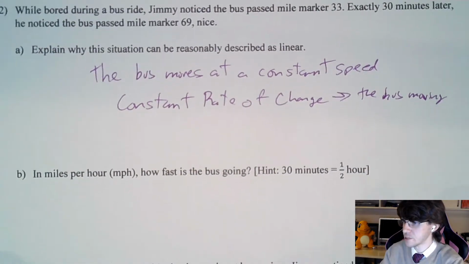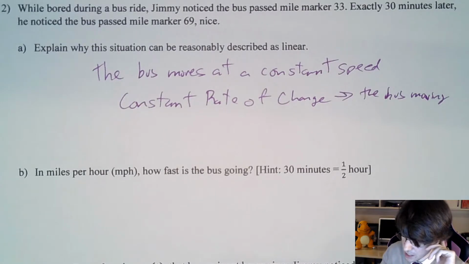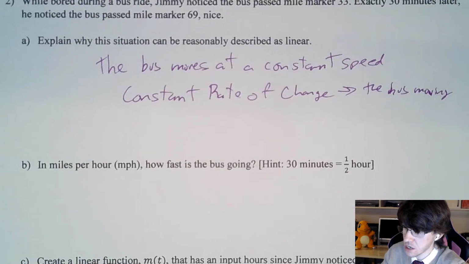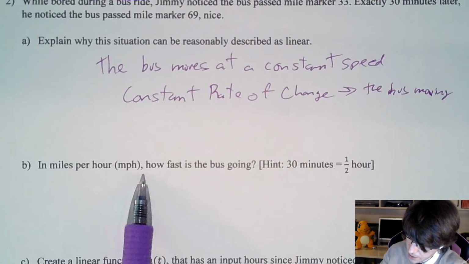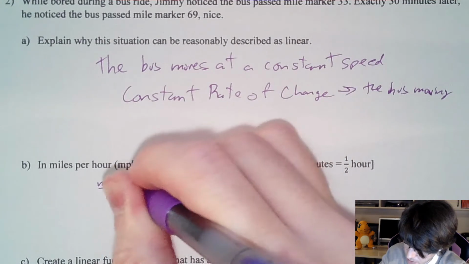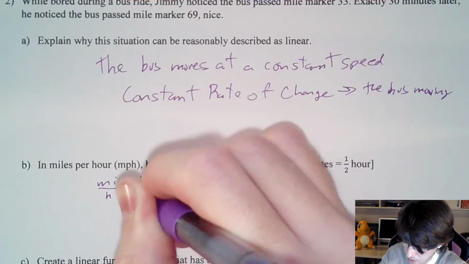So it says in miles per hour, how fast is the bus going? So how fast is the bus going? That is your rate of change. It's a movement. All movement is going to be a rate of change there. So you got to figure out how quickly you're going. If you noticed, you have it in miles per hour, which means miles over hours. It means your miles are going to be your y and your hours are going to be your x's.